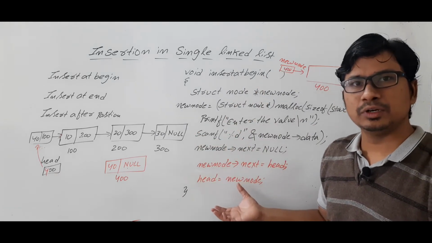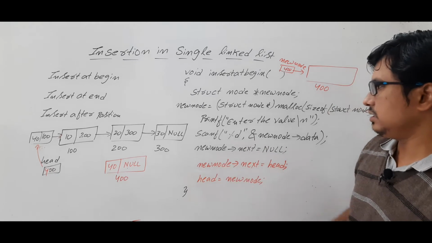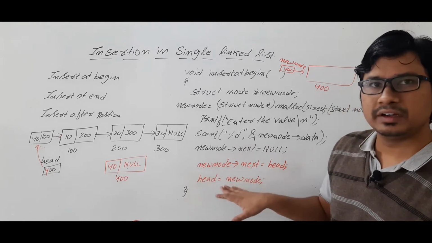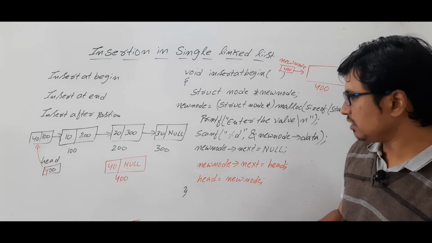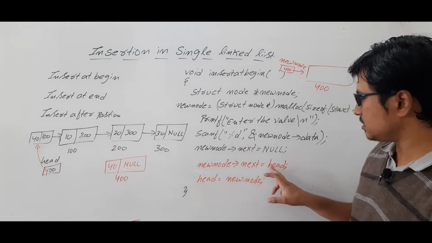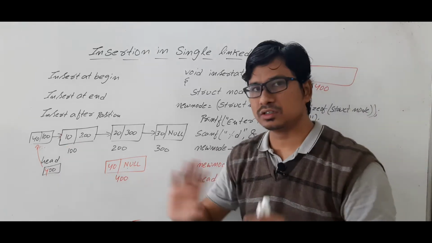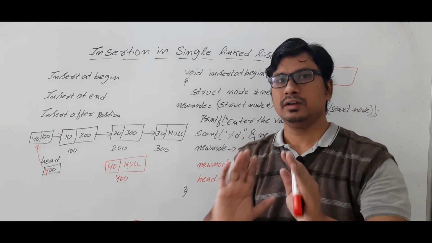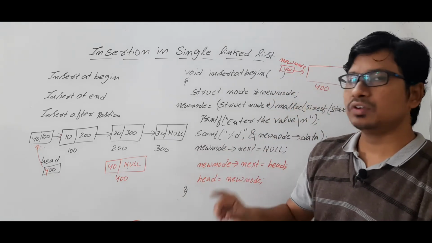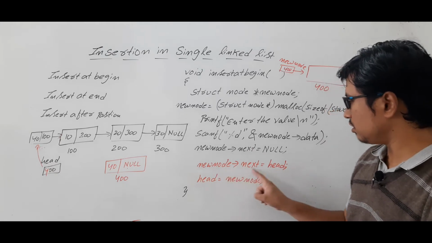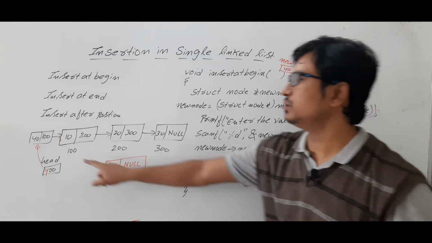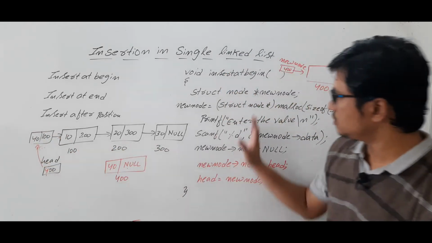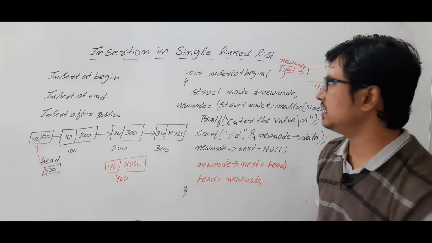Is it clear? Are you able to understand it or not? Even if head is equal to null, this code will work. How will it work? New node of next is equal to head. What does head consist of? When the linked list is empty, head will have the value null. So new node of next is equal to null. Then head is equal to new node, so the address of this node will come. This is the way I have written the generalized code.